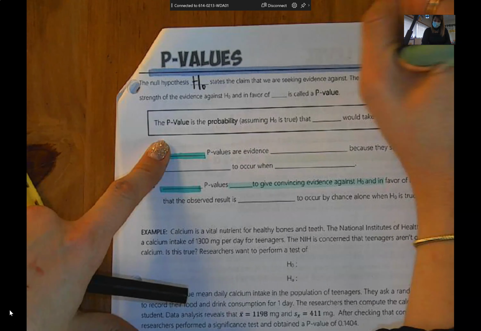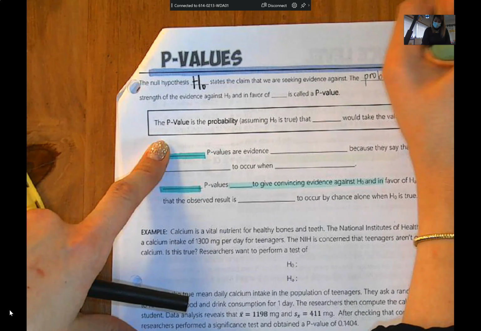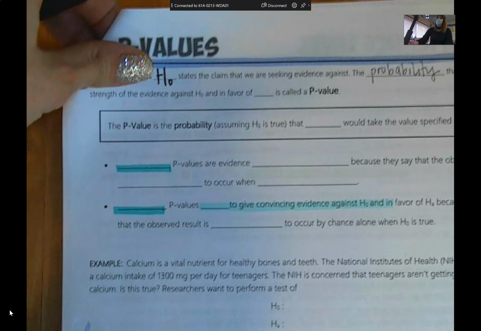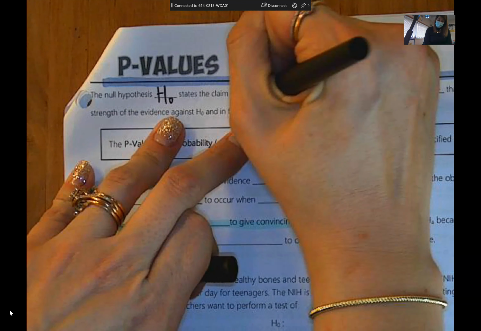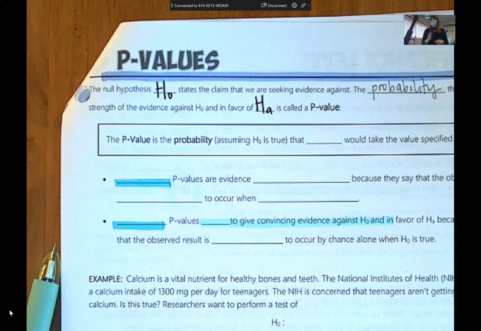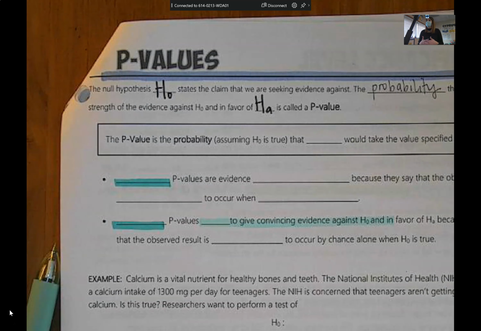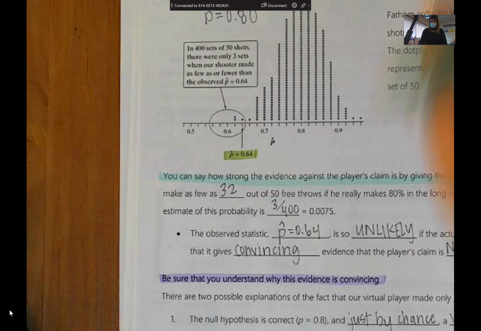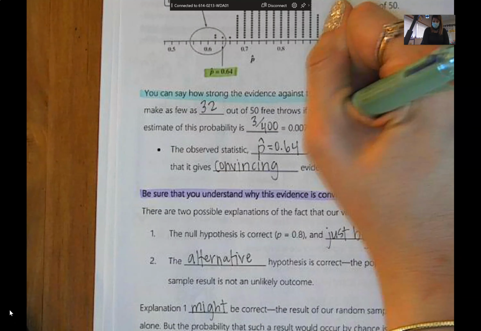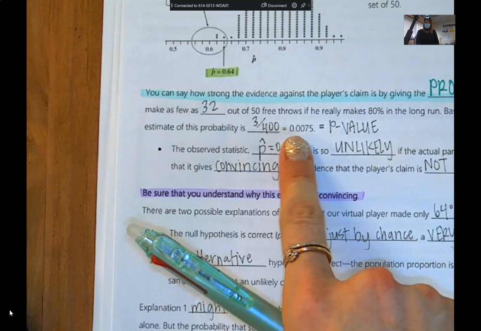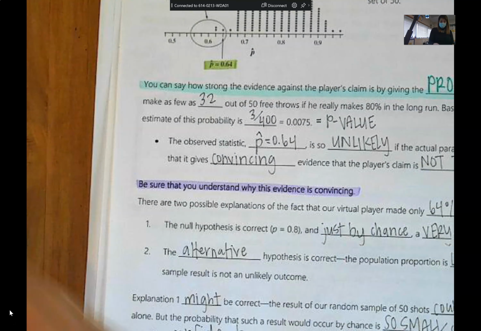The probability that measures the strength of the evidence against the null and in favor of the alternative, Ha, is called a p-value. And we've calculated p-values a lot this year already. This percent that we got right here is a p-value. This 0.0075 is a p-value.